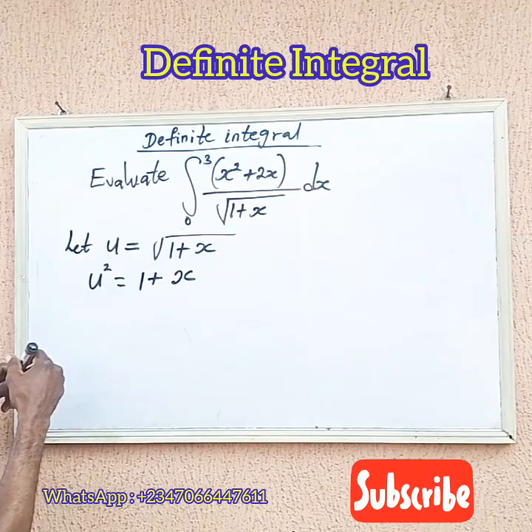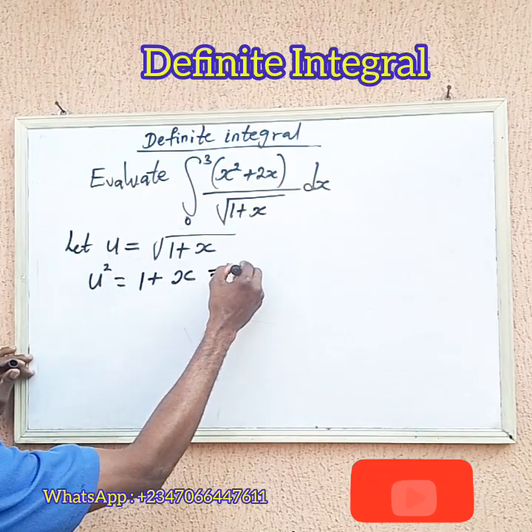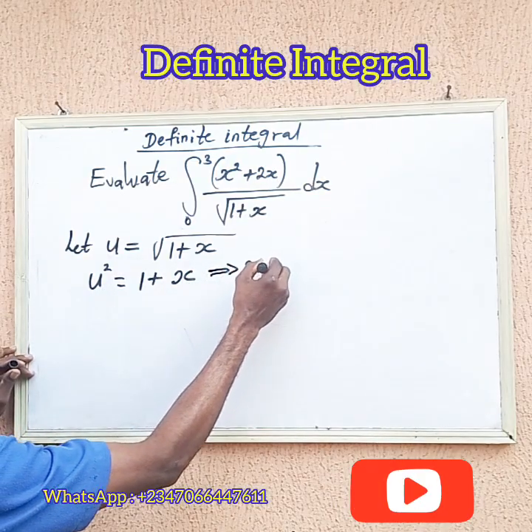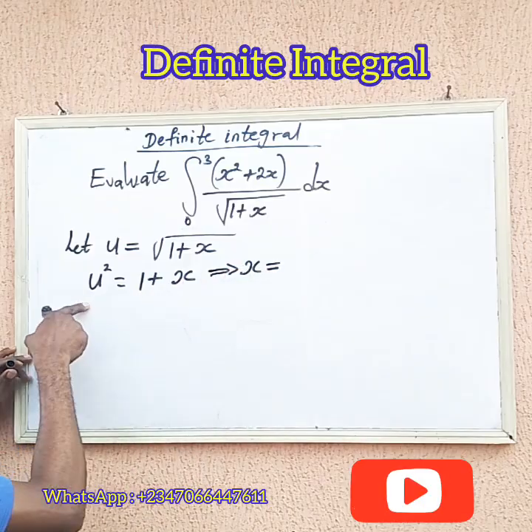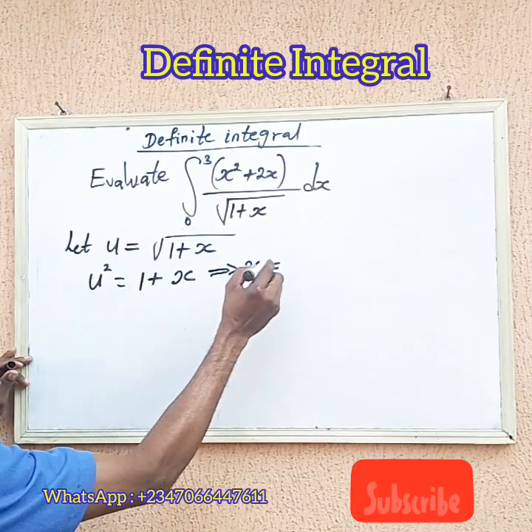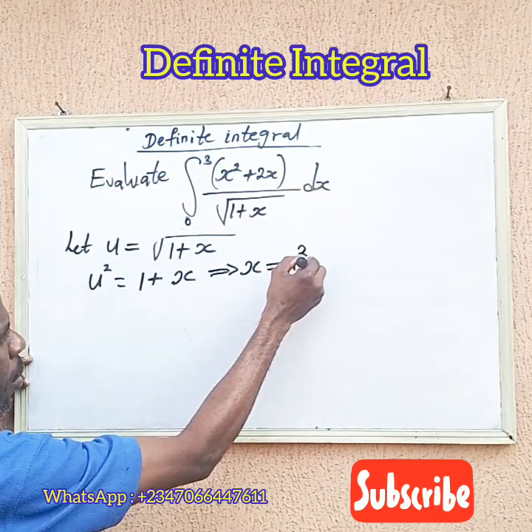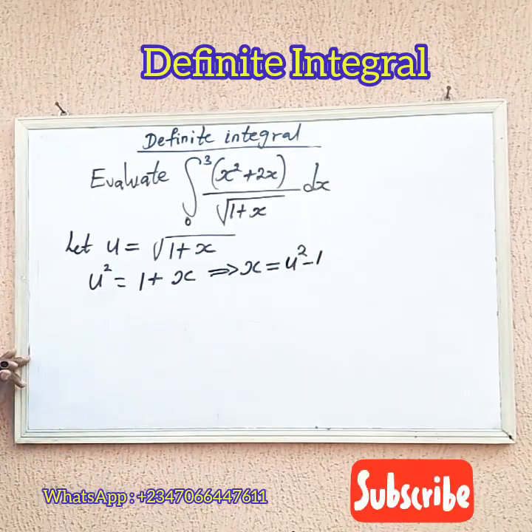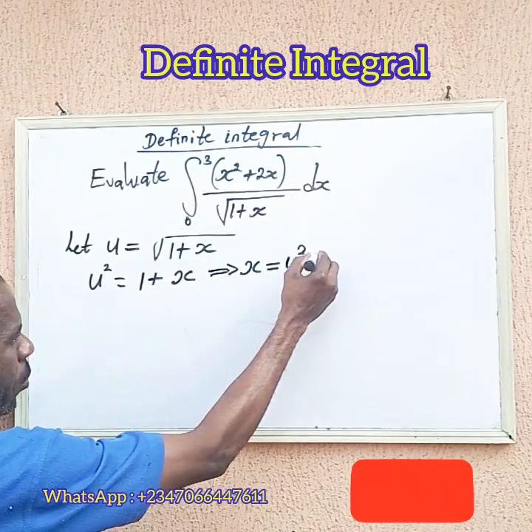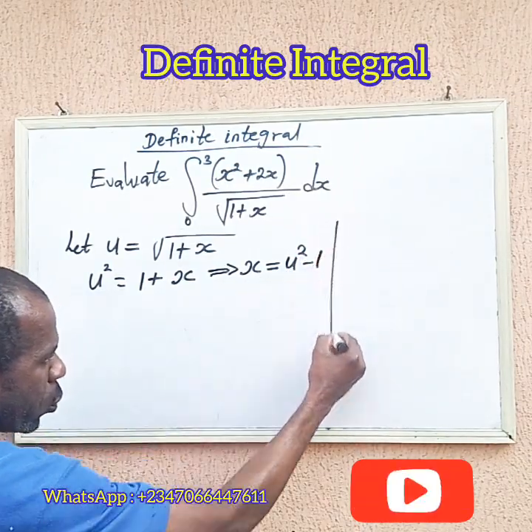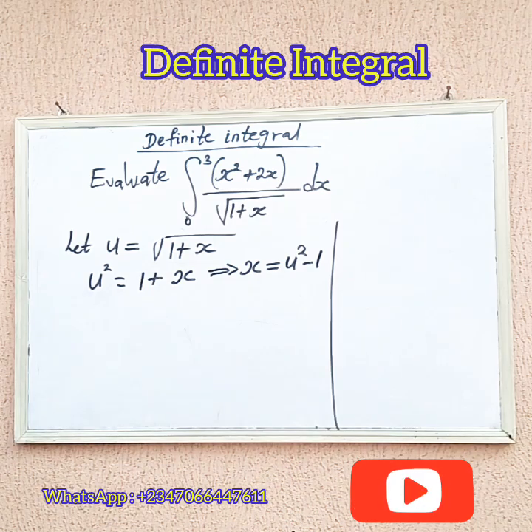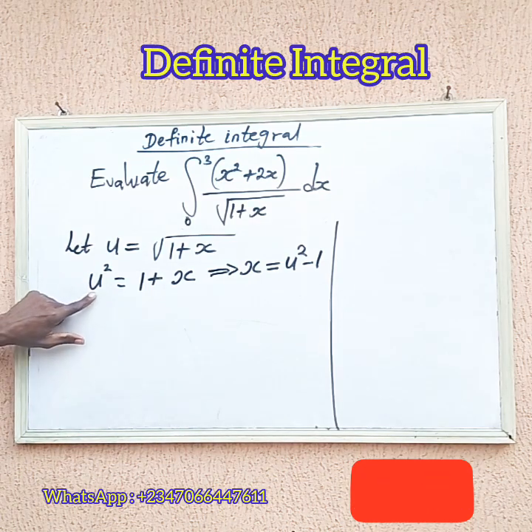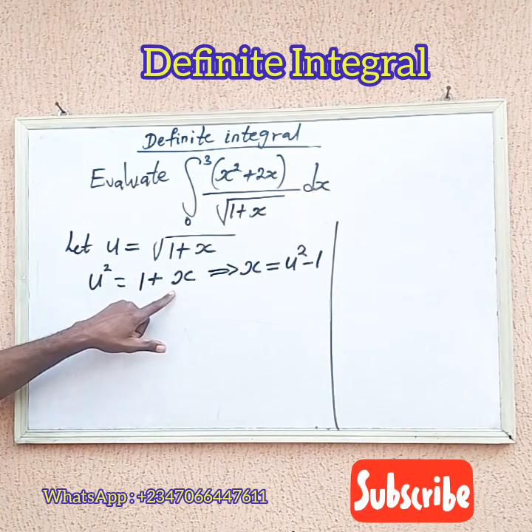From here, this implies that x equals, then just take this 1 to this side. Subtract 1 from both sides. We have u squared minus 1. So that is for x. The next thing we are going to do is to differentiate with respect to x.